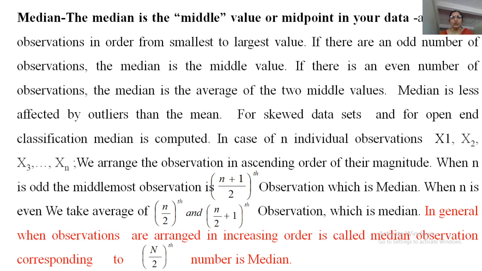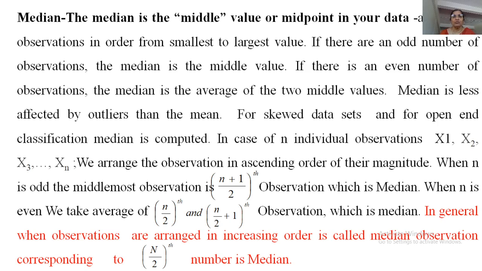So what do you do? You take the average of the (n/2)-th observation and the (n/2 + 1)-th observation. That means when n is equal to 12, n/2 means the 6th observation, and n/2 plus 1 means the 7th observation. So there are two observations, the 6th and 7th observations.